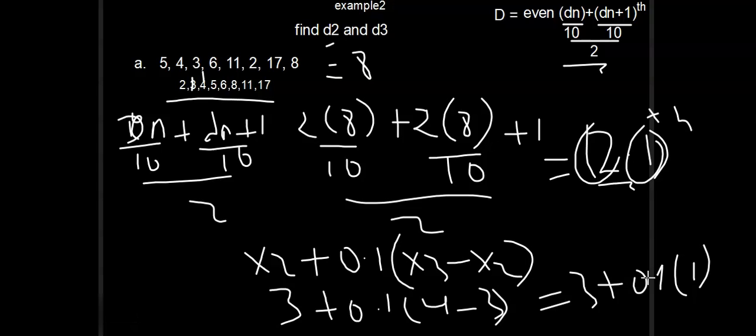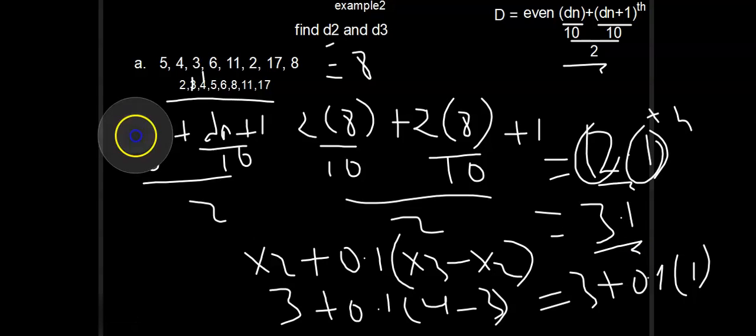So my last answer should be what? It will be 3 plus 0.1 times by 1 is 0.1. So when I add them, I'm going to get 3.1. So this is my last answer, and this is how you deal with the type of question that has the decile.